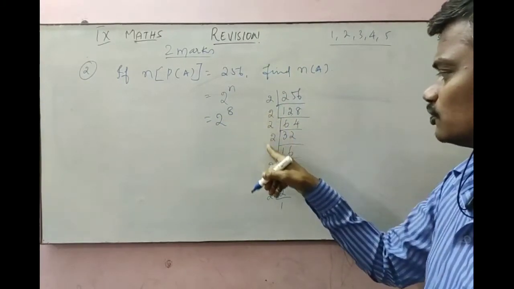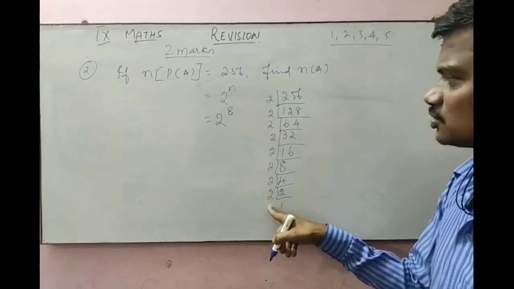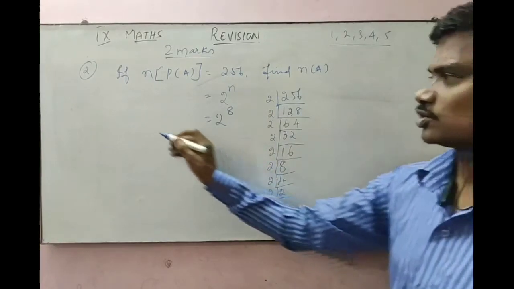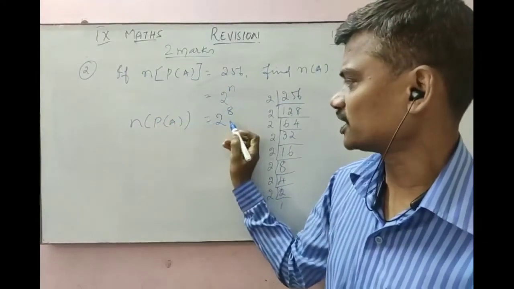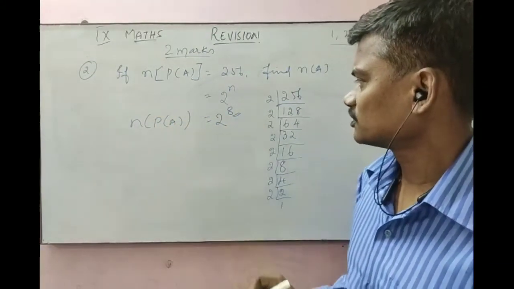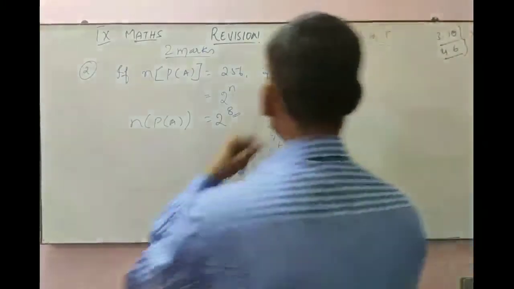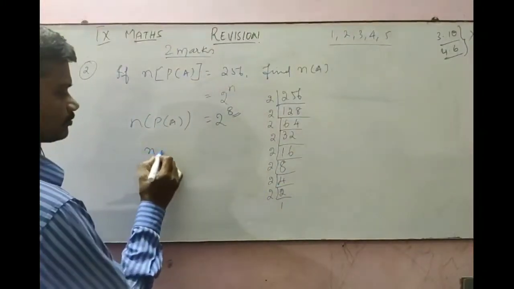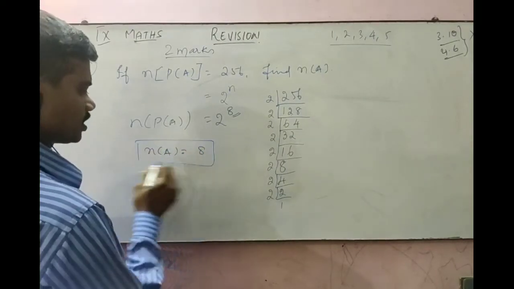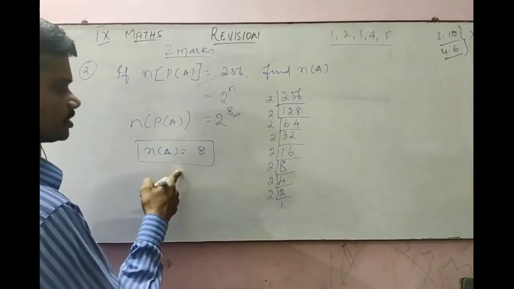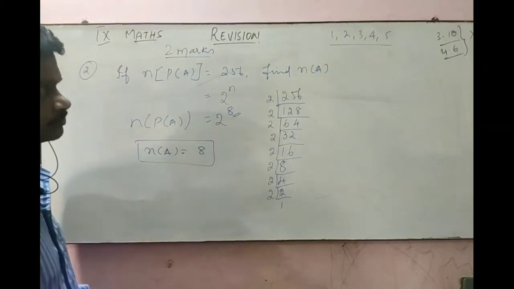1, 2, 3, 4, 5, 6, 7, 8. So we have 8 2's. So you can write this n of P of A as 2 power 8. So what is the value of n here? Here n is equal to 8. So therefore n of A is equal to 8. So this is the way of finding the n of A, that means the number of elements in set A.